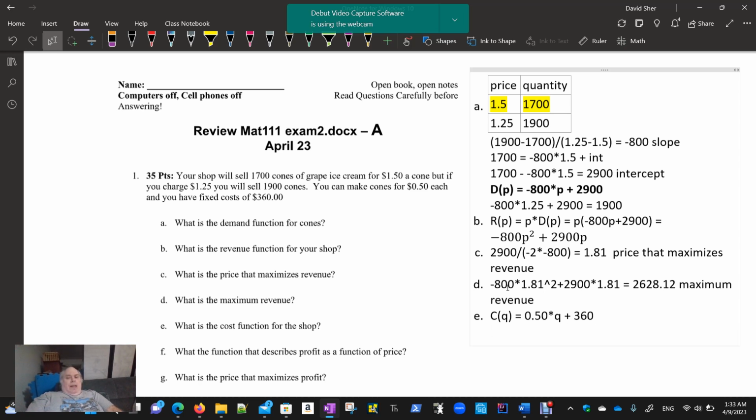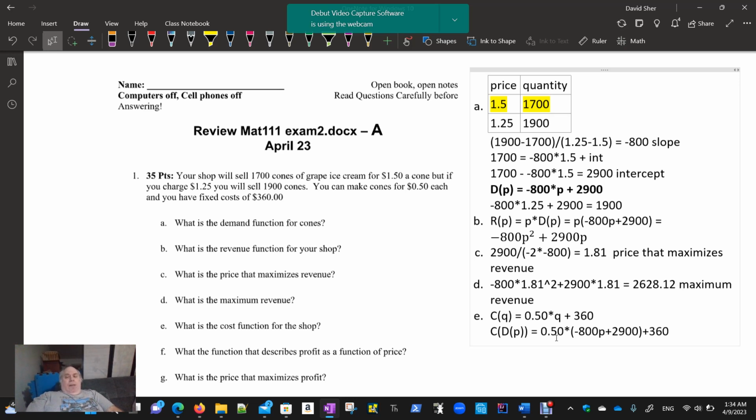Okay, but that's not the answer, because we want to get the quantity as a function of price, because everything here is a function of price. And we do that by using demand. The demand turns a price into a quantity. So that's going to give me 0.50 times, and we've got to put this in parentheses, negative 800p plus 2,900. And then don't forget the plus 360.